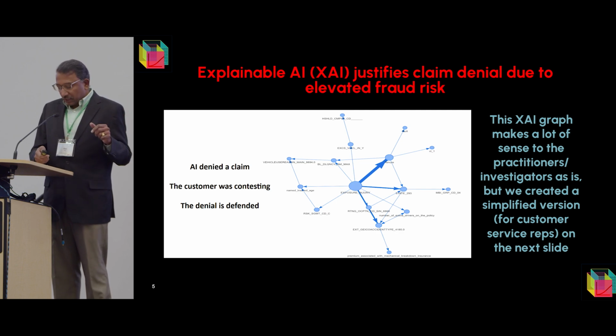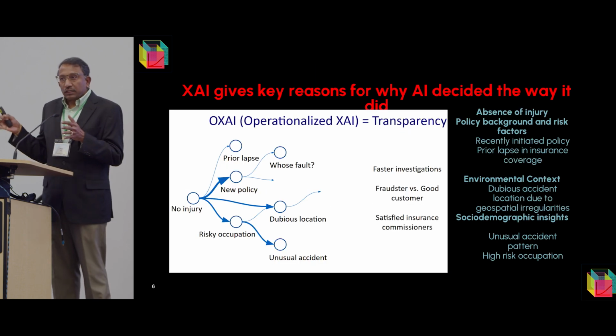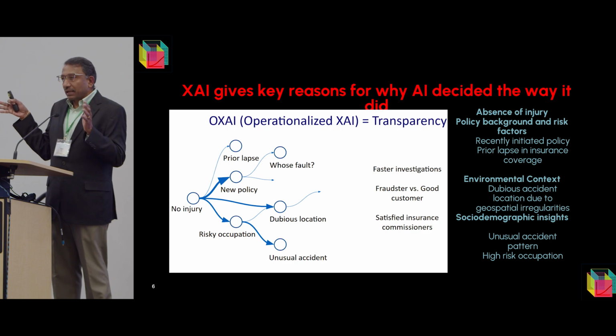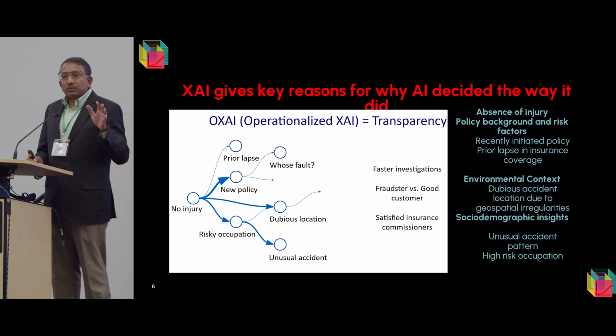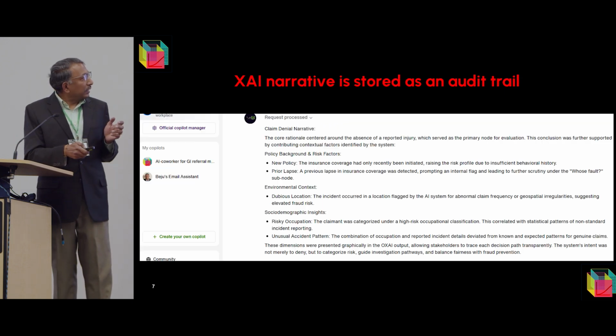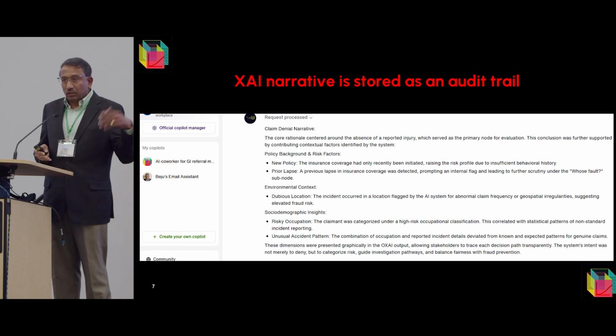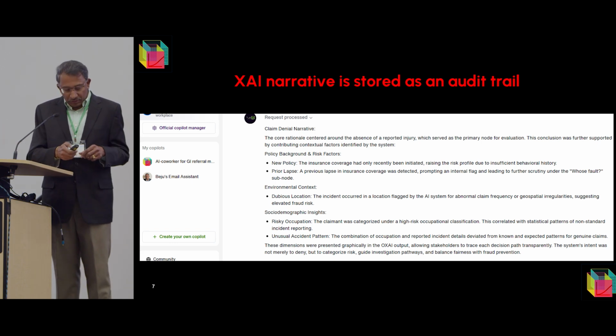What you see is what the investigators saw, and we converted that graph into a customer service rep's language, English language. So what happened was there was no injury in the accident. Policy was new. Policyholder's occupation was risky. Within the short duration, there was a lapse in the payment, dubious location, so on. So you clearly lay out the causal reasons for the denial. And then you can actually convert that further into a narrative with ChatGPT. That's also fairly easy for audit trail purposes.